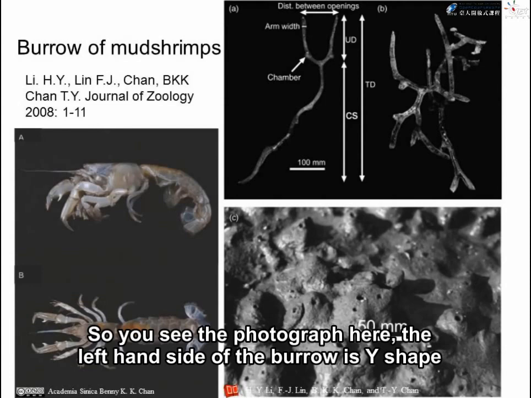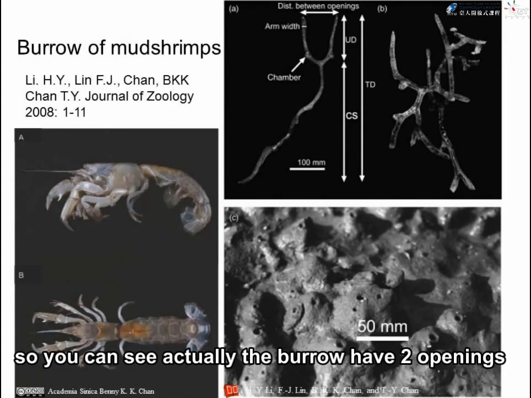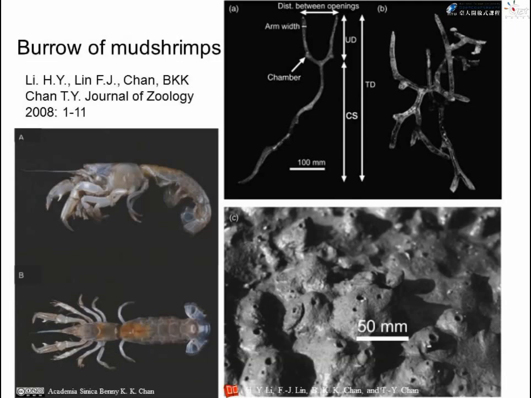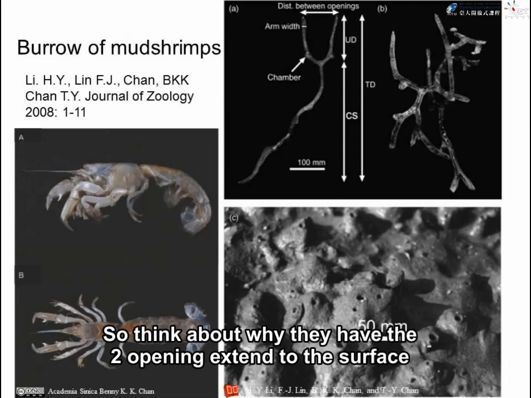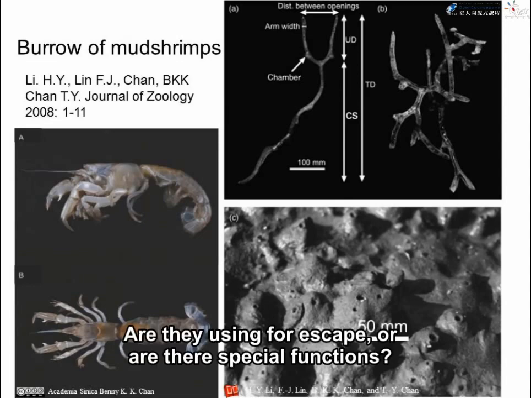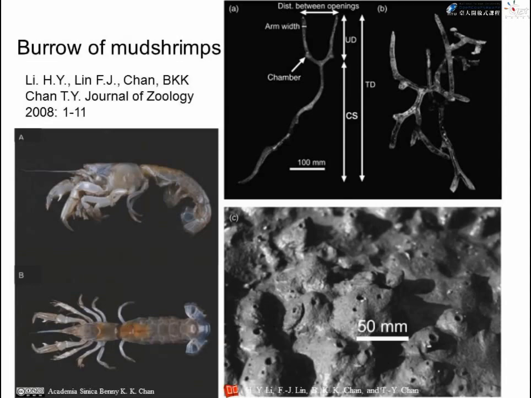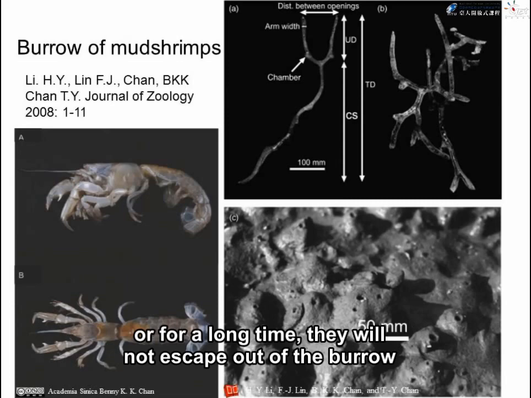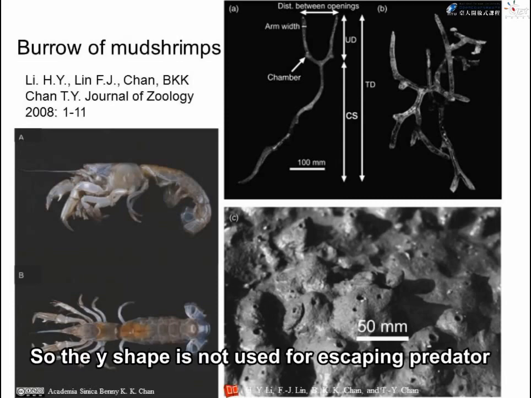The left-hand side burrow is Y-shaped. You can see the burrow has two openings. The two openings extend to the surface of the sand. So think about why they have two openings extending to the surface. Are they used for escape, or are there any special functions? If you know that the shrimp lives inside the burrow for the rest of their life, or for a long time, and will not escape out of the burrow, then the Y-shaped burrow is not used for escape from predators.